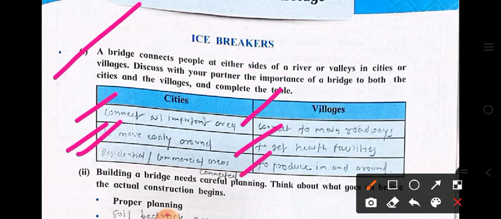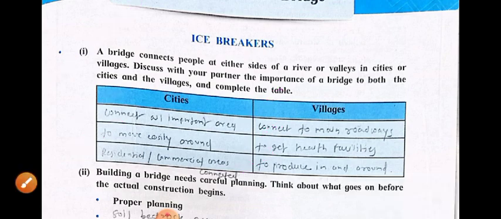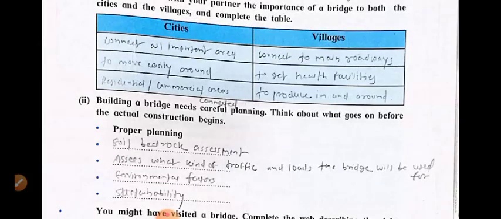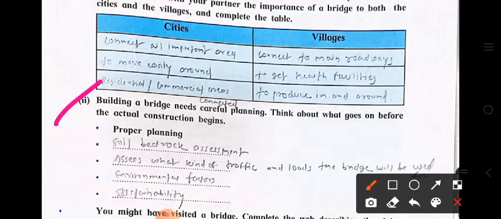And what about the third one? To produce in and around. It means a bridge allows produce from in and around the village to be taken out by the farmers in heavy vehicles for sale. One more point one can add is that traders can bring wares safely and conveniently into remote villages from faraway places if there is a bridge. So these are all important uses of bridges one can find in the city and in the village area. What about the second activity?